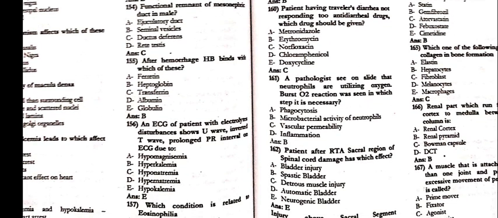155, after hemorrhage Hb binds with which of these? That is beta, the haptoglobin. 156, an ECG of patient U waves are there. Basically the U wave are linked with the hypokalemia.